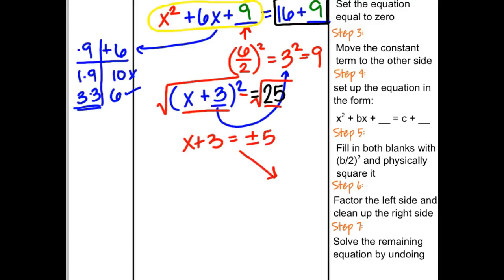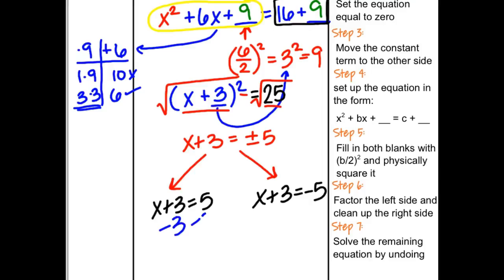So now from here, we split our equation. We have x plus 3 equal to 5, and x plus 3 equal to negative 5. Got a couple of you wanting to switch the sign of the binomial. That never changes. It's the plus or minus 5. So with these, on both of them, we're going to subtract 3.